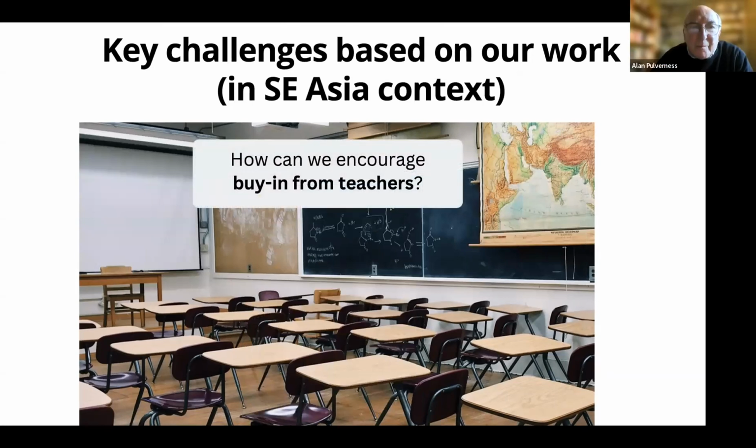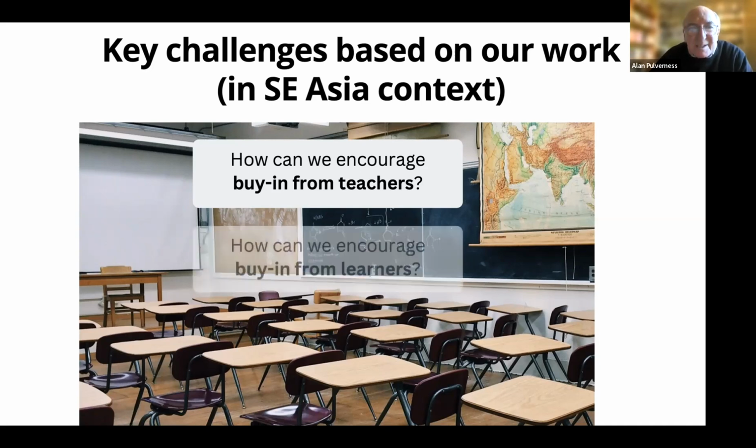So we'd like to conclude by looking at a number of key challenges based on the work that we've been doing in Southeast Asia context. Firstly, how can we encourage buy-in from teachers? How can we get teachers to accept and support and become part of this process, or make formative assessment part of their practice?